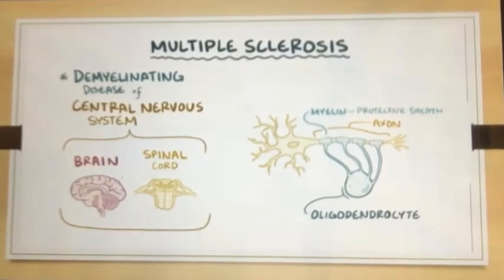Multiple sclerosis is a chronic demyelinating disease that affects the central nervous system, which includes the brain and the spinal cord. The myelin is the protective sheath that surrounds the axon of neurons, allowing them to quickly send electrical impulses. This myelin is produced by oligodendrocytes, which are the group of cells that supports neurons.